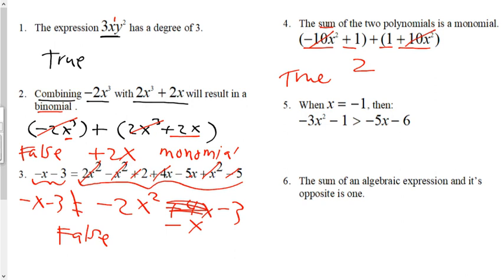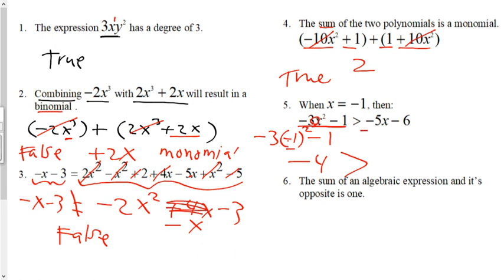Okay. Question 5, when x is negative 1. So when we do this, substitute negative 1 for your x value. So this x became negative 1. Simplify using BEDMAS. Negative 1 squared is positive 1. Negative 3 times 1 is negative 3. And negative 3, take away 1, is negative 4. So this side here, when x is negative 1, will simplify down to negative 4.